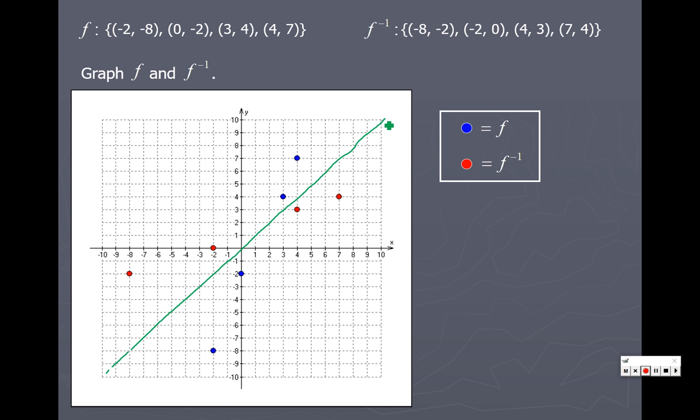Now take a look at these points. The point (-2, -8), which was there on the original function, went to here. And I'm going to draw it really weird so you can see what's happening here. (-2, -8) came to (-8, -2).